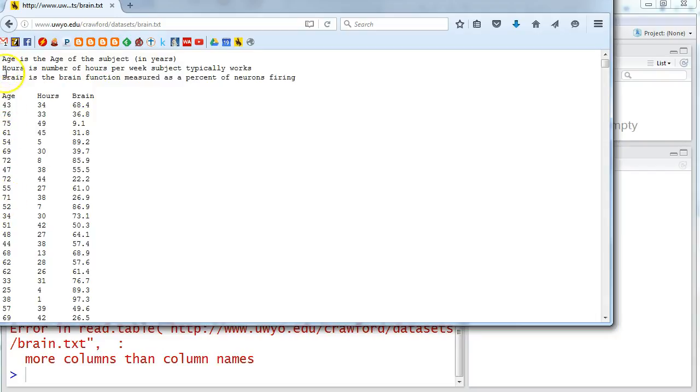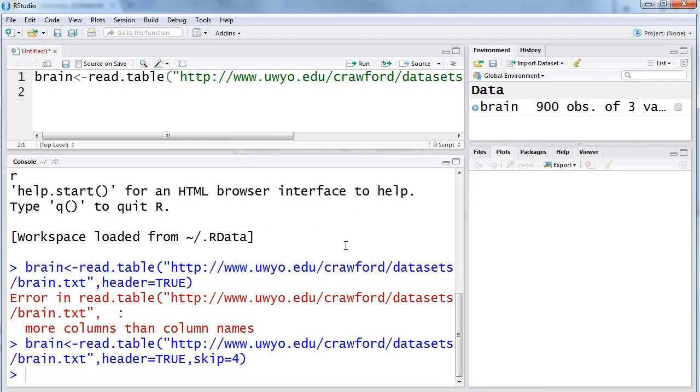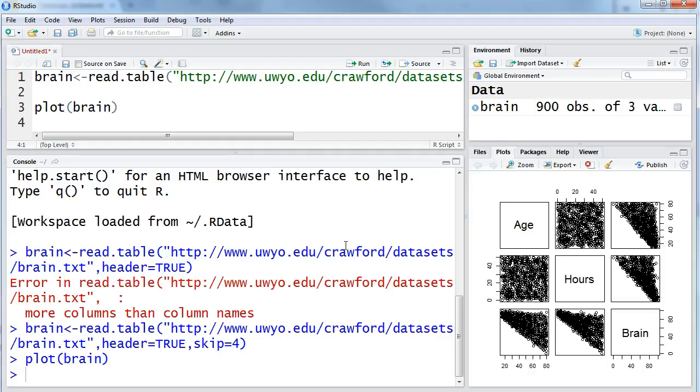So I need to skip 1, 2, 3. Let's skip the first 4 lines. So at the end here, I'm going to add my skip equals 4. Give me brains. We got brain. I'm going to sound like a zombie at the end of this. Brain. Let's plot brain.